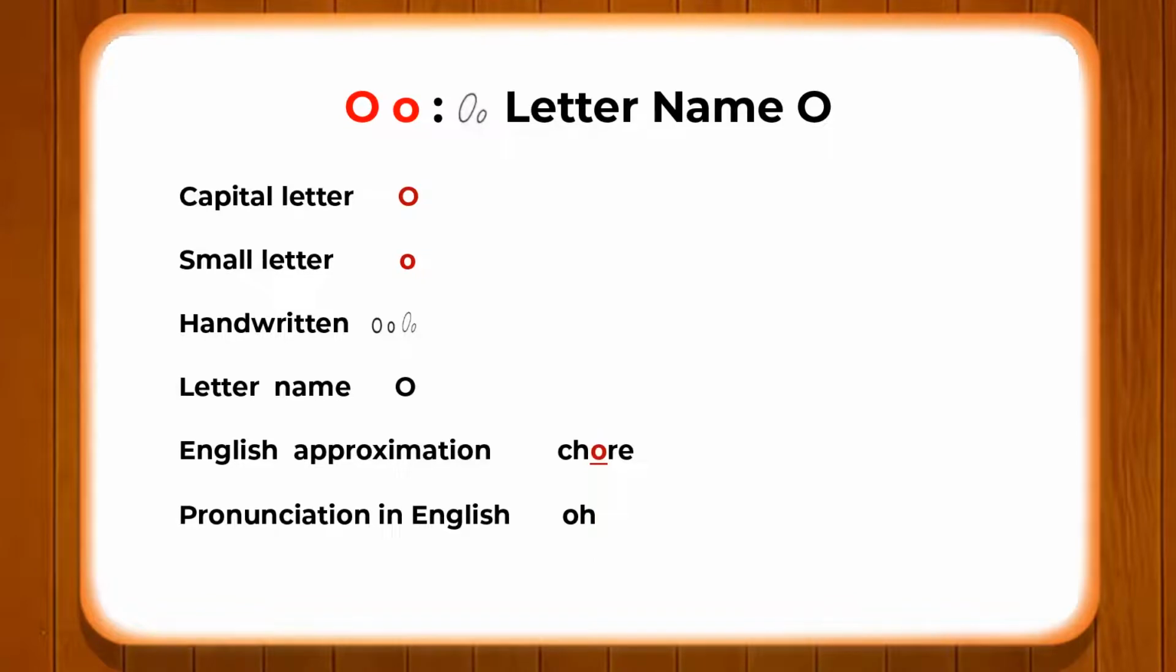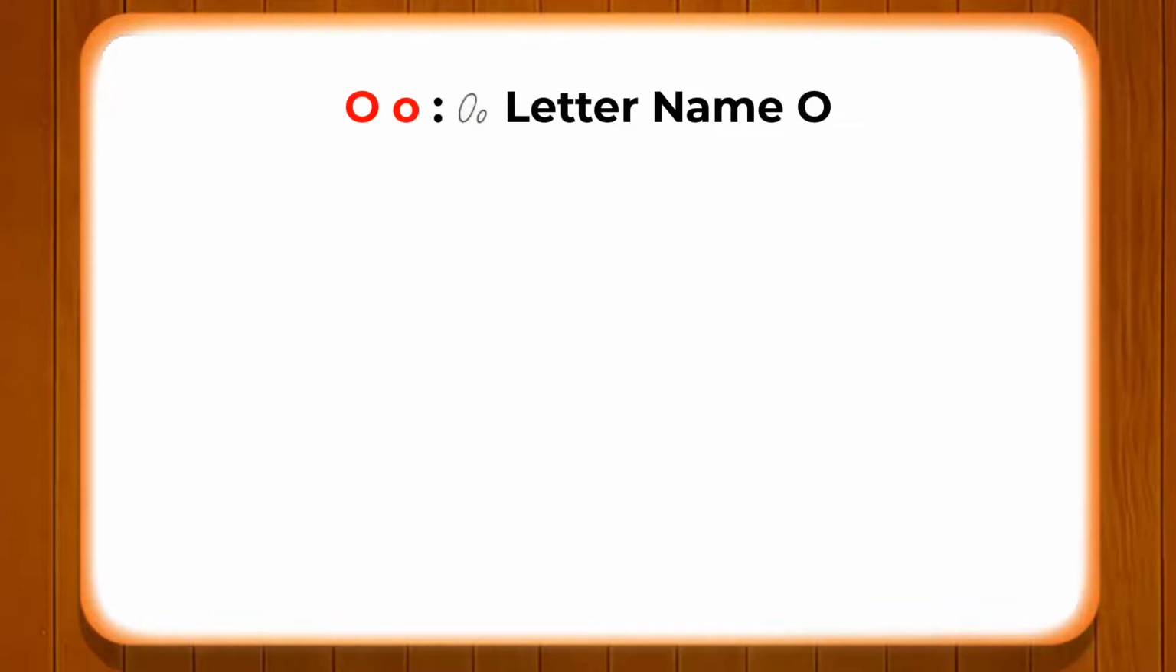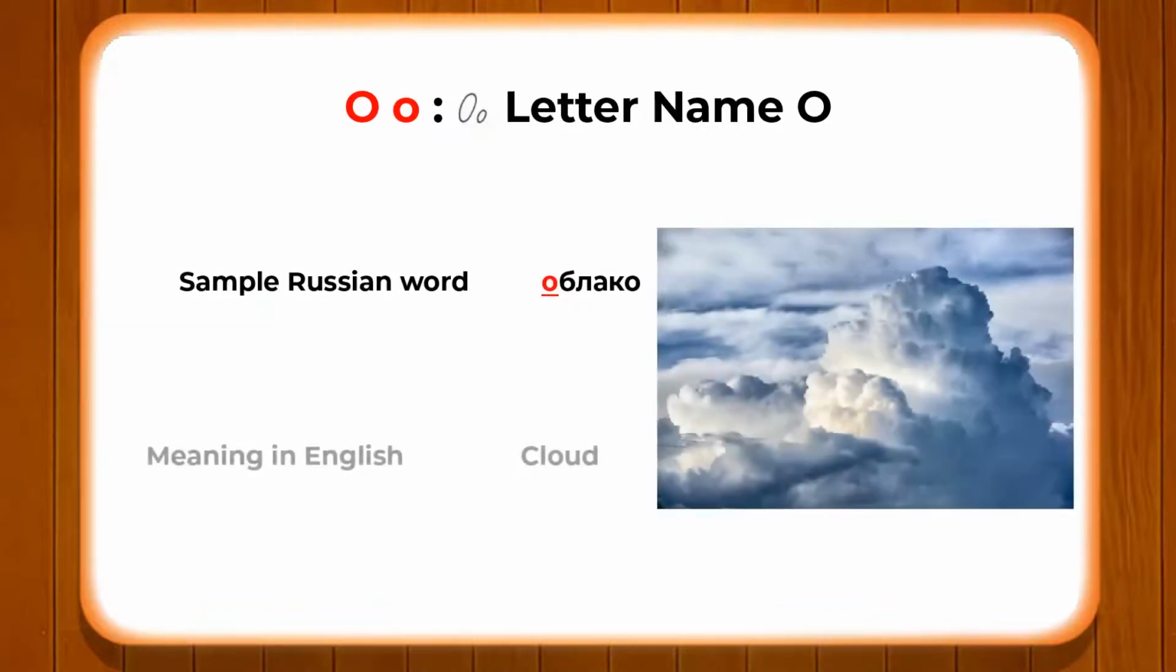The letter's name is O. The English approximation of the letter O we can find in the English word chore. So, pay attention to the particular letter. In this case, we have O, and since it is a vowel, the stress sign is also falling onto the letter O. And we have another Russian example with us. It is oblaka, which means cloud.